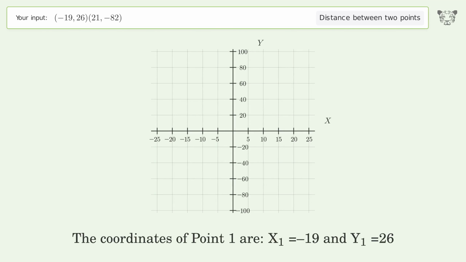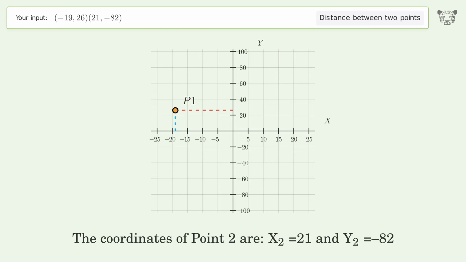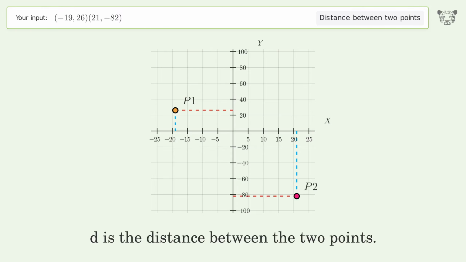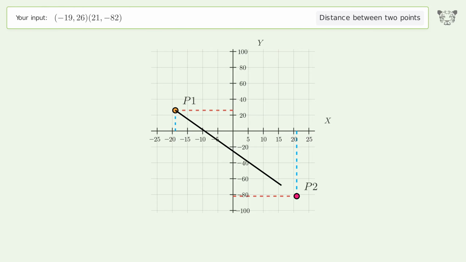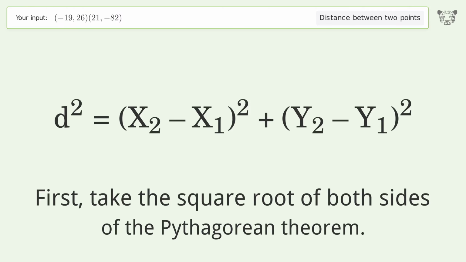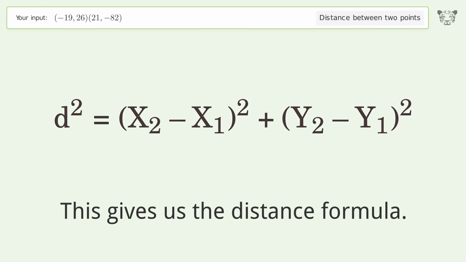The coordinates of point 1 are x1 equals -19 and y1 equals 26. The coordinates of point 2 are x2 equals 21 and y2 equals -82. D is the distance between the 2 points. First, take the square root of both sides of the Pythagorean theorem. This gives us the distance formula.